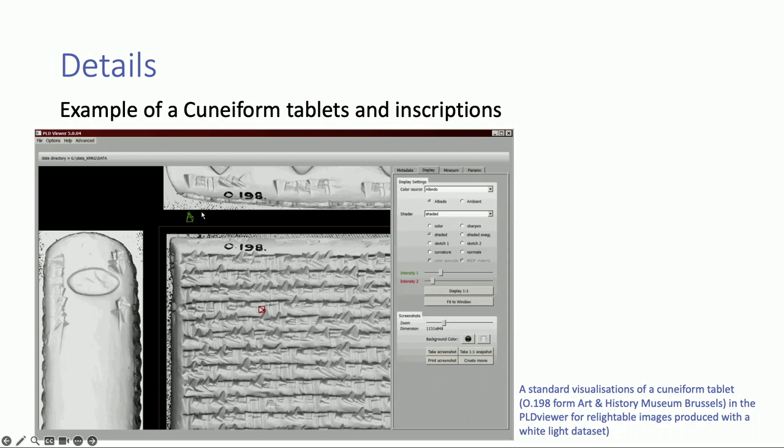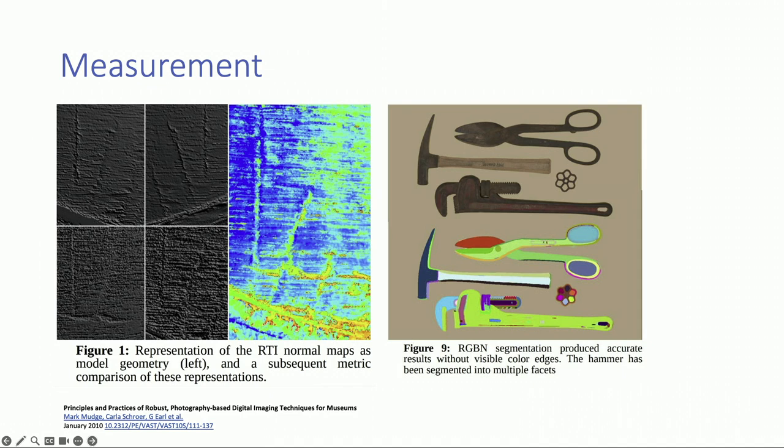Measurement can be used, for example, to segment the material, so you can get an object and say, this is one kind of material, this is another. You can measure the depth of the scraping and stuff like that.